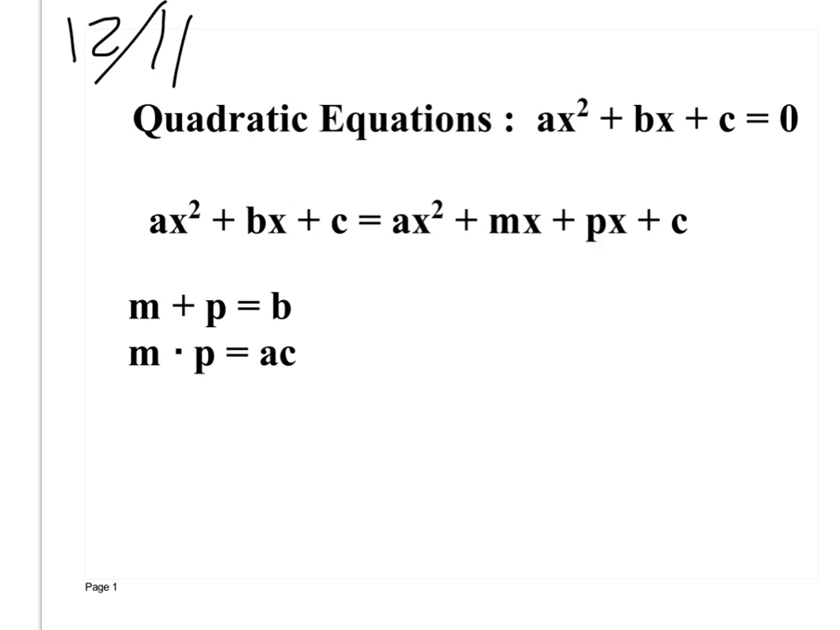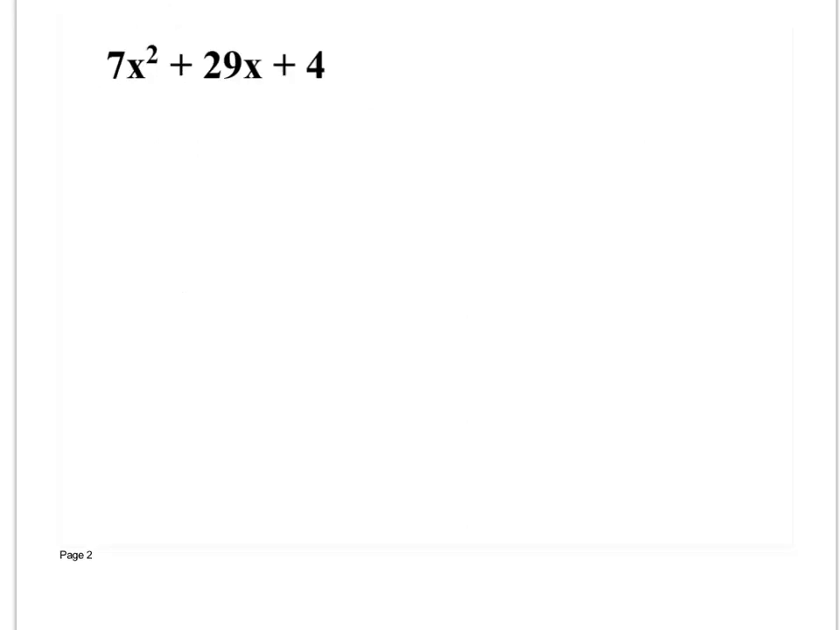Whatever A times C is, that's what M times P gives you. Alright, so it says factor this trinomial: 7x squared plus 29x plus 4. Now, we have a number in front of x squared, so we have 7 for A. So we're going to have to break up 29 into two numbers that add to give you 29 and multiply to give you A times C, which C is 4 and 7 is A.